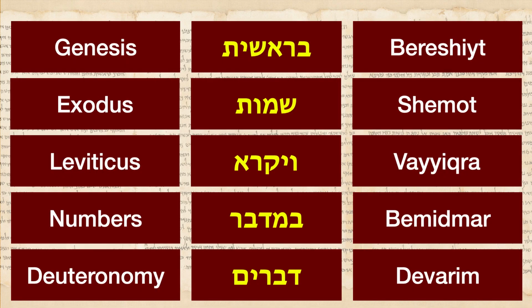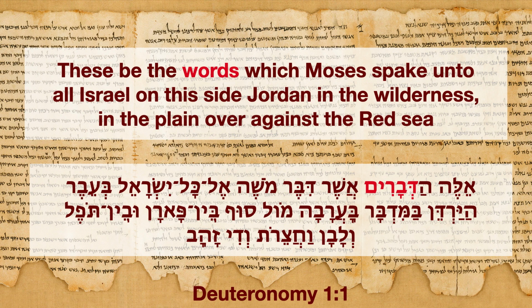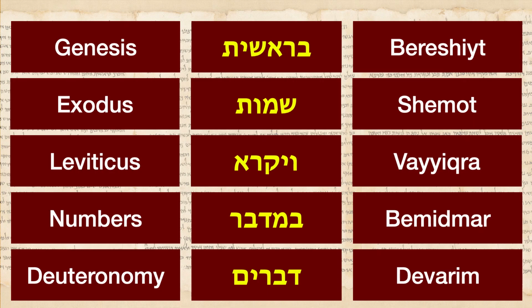And finally, the fifth book of Moses in the Torah is Deuteronomy. It is called Devarim in Hebrew. It comes from Deuteronomy chapter 1 and verse 1. These be the words which Moses spake unto all Israel on this side Jordan in the wilderness, etc. Elleh haDevarim asher dibber Moshe el kol Israel. So the first two words you can see, Elleh haDevarim. These are the words. Devarim is the word referring to words. And so Deuteronomy then is Devarim.